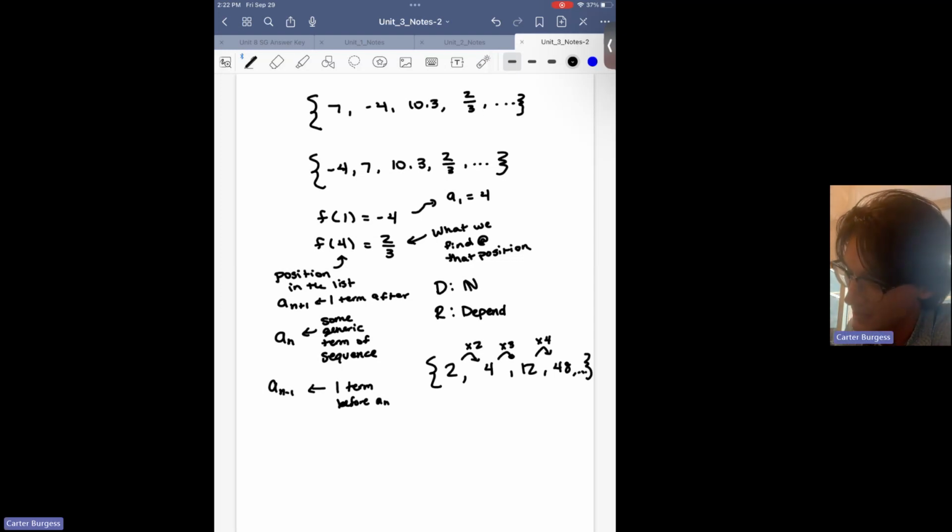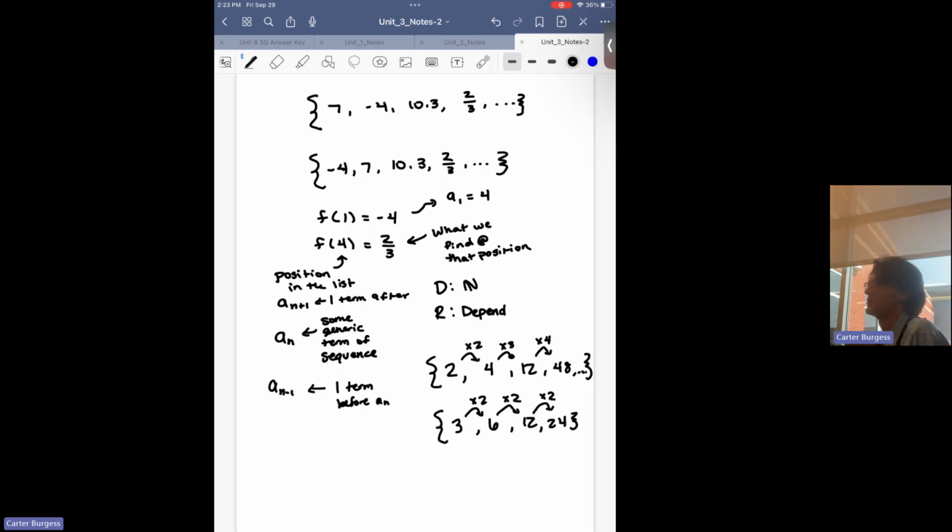So what would a constant multiplication pattern look like? Well, this would be like if I started at 3 and maybe multiplied by 2 to get to 6, and then multiplied again by 2 to get to 12, and then multiplied again by 2 to get to 24. This would be a geometric sequence, and it would go on and on and on forever. Dot, dot, dot.